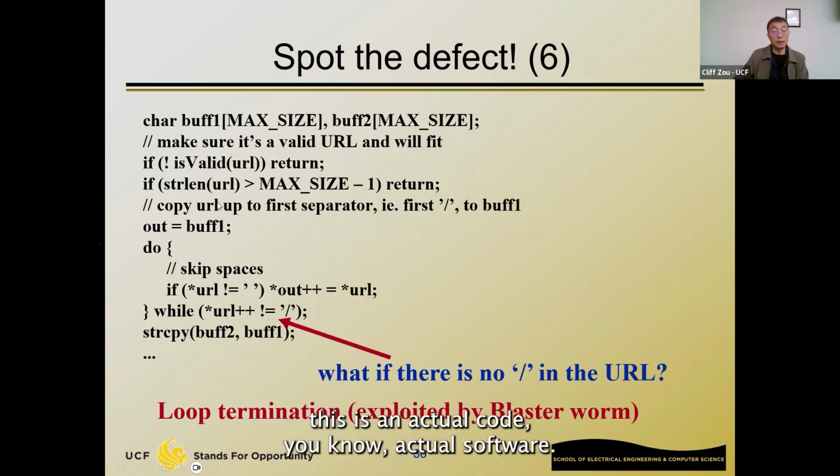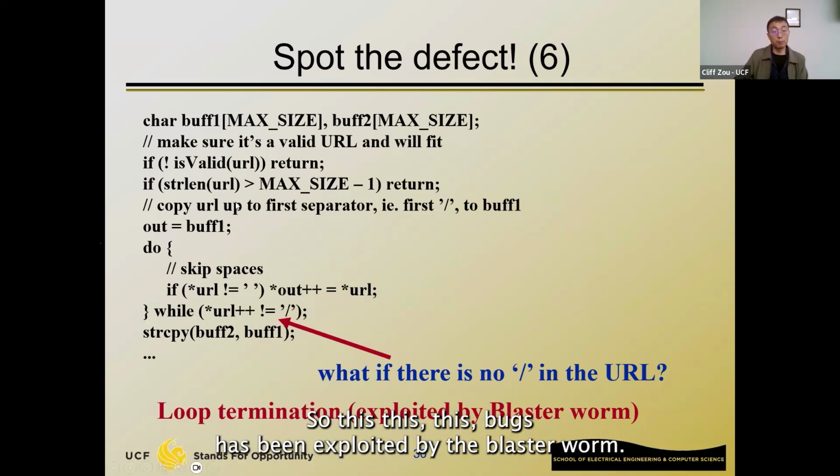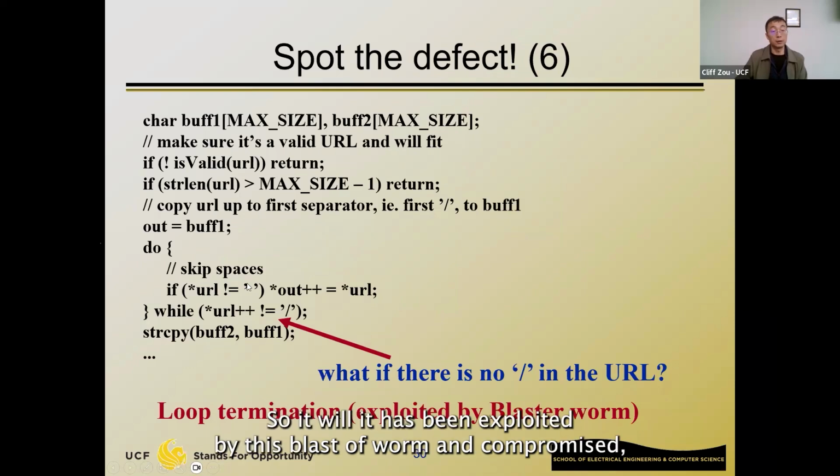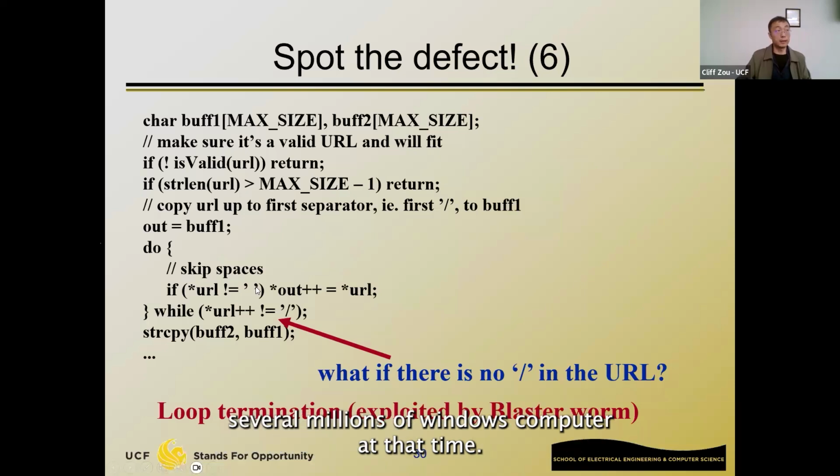And this is actual code in actual software. This bug was exploited by the Blaster worm. This bug existed in the Microsoft IIS web server, in 2004, 2005. The Microsoft IIS web server had this coding in it, so it was exploited by this Blaster worm and compromised several millions of Windows computers at that time.